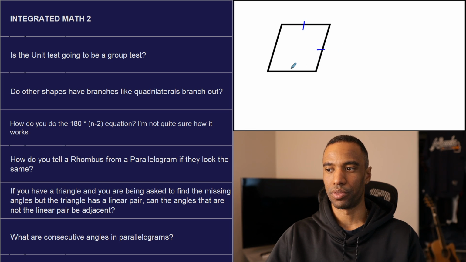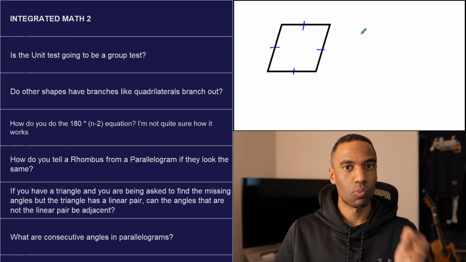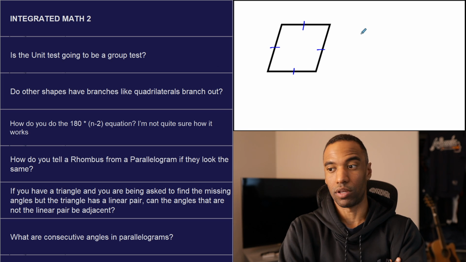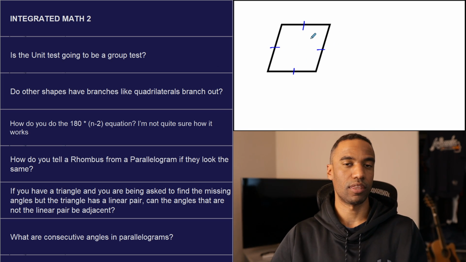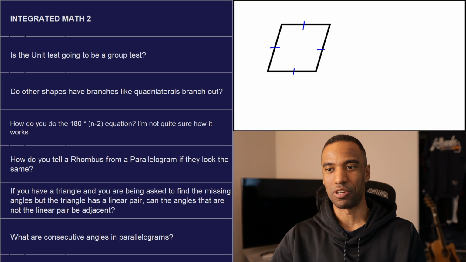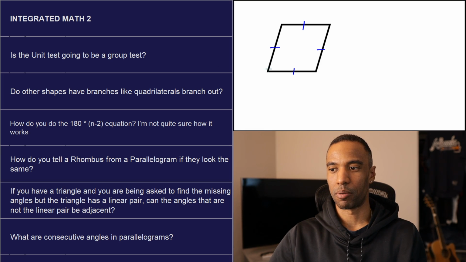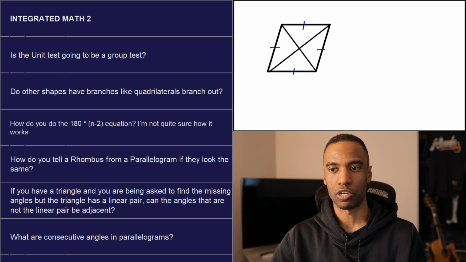As long as these are congruent, though, it's a rhombus. How can you tell the difference? Well, here's a way. If you were told this was a parallelogram and you have all sides congruent, then you know it's a rhombus. If they tell you it's a rhombus, then you know it's a rhombus. If the diagonals are perpendicular, then you know it's a rhombus. Or if the diagonals bisect the angles, then you know it's a rhombus.